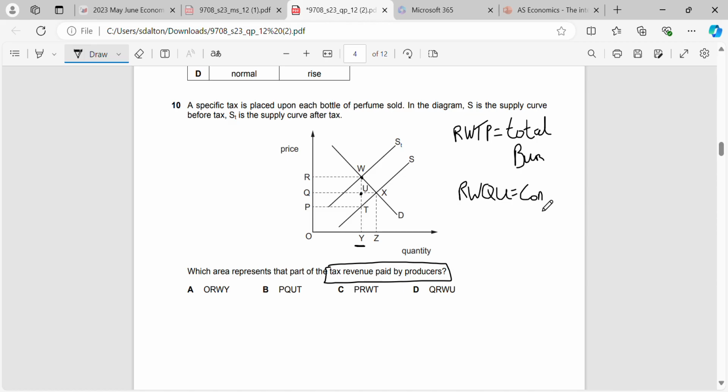The incidence, or essentially the increased level that they have to pay as a result of that tax, and then the burden that's left over from our total burden would be the burden that is borne by the producer, or the revenue that the producer would have to pay because of the imposition of the specific indirect tax. So that would be QUTP.